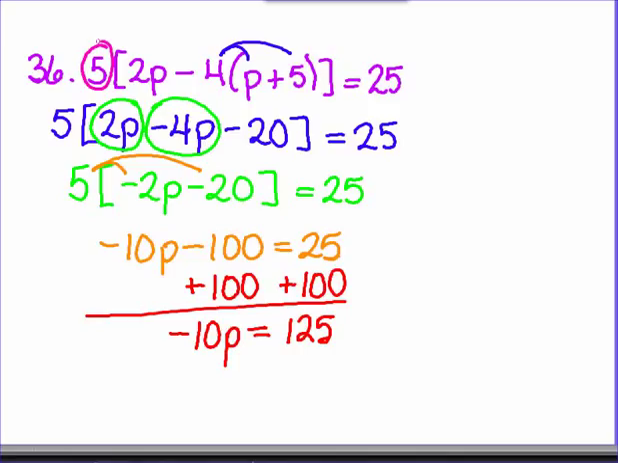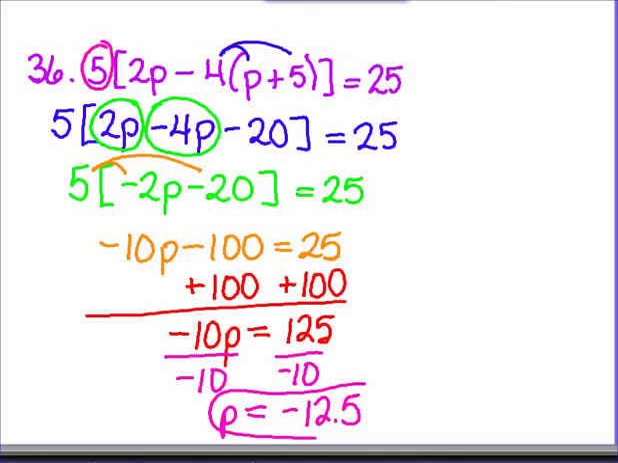Any other questions? What's left to do on this one? Divide by -10. So what does p happen to be, folks? Negative 12.5. Oh, wrong.